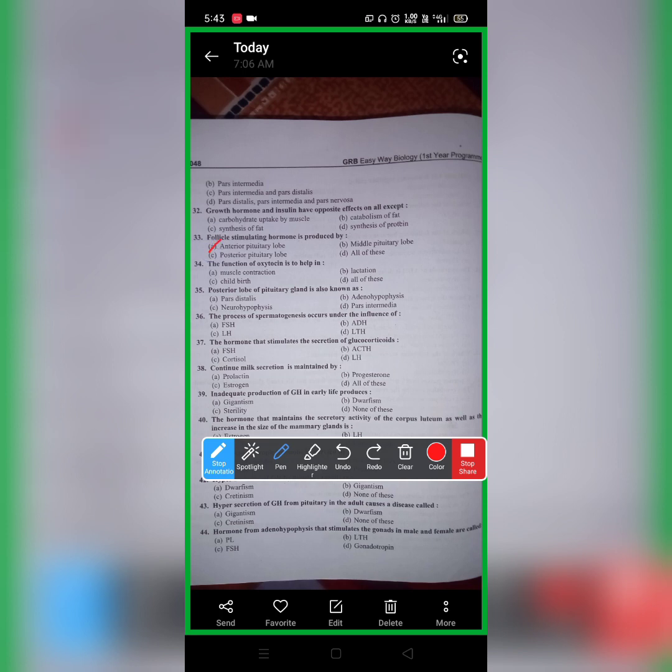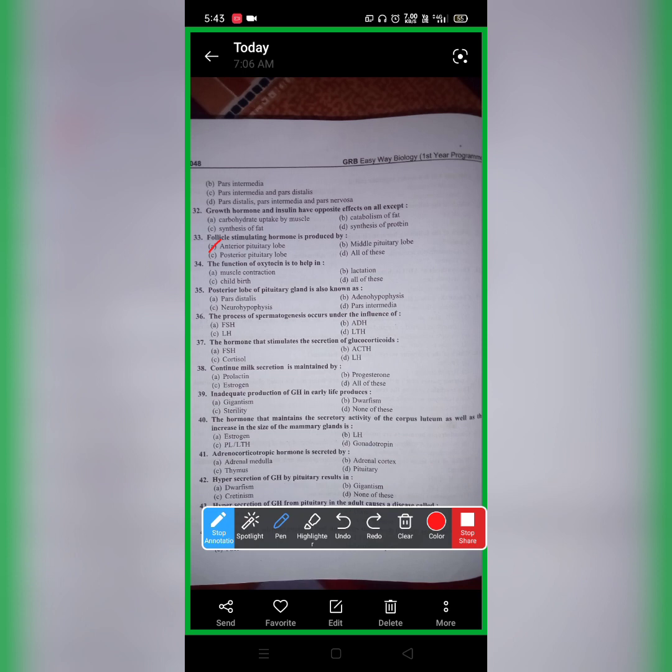What is the function of oxytocin? Contraction of the smooth muscle, lactation, childbirth, or all of these? Yes, it is all of these. Question 35. The posterior lobe of the pituitary gland is also called neurohypophysis.